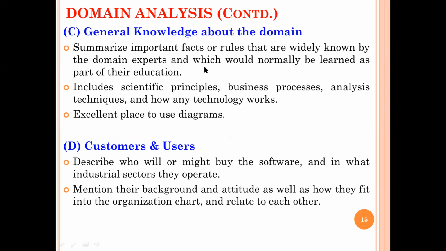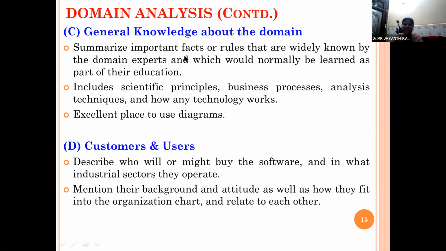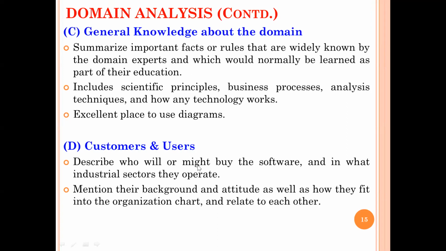So we'll write down the general information about the domain in the third column, general knowledge, and the customers and users. Based on the domain analysis, we will find out the various stakeholders of the particular project. This describes who will or might buy the software and in what industrial sectors they will operate. So who is going to use your project, and overall the end users like doctors, nurses, pharmacists and patients.